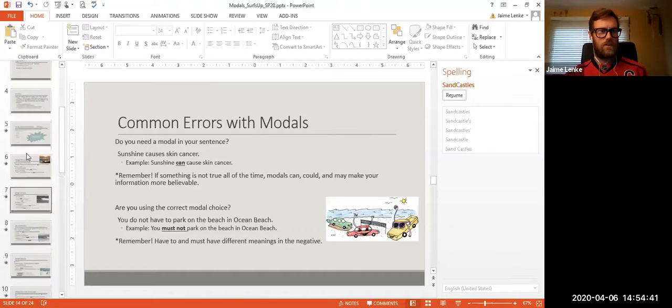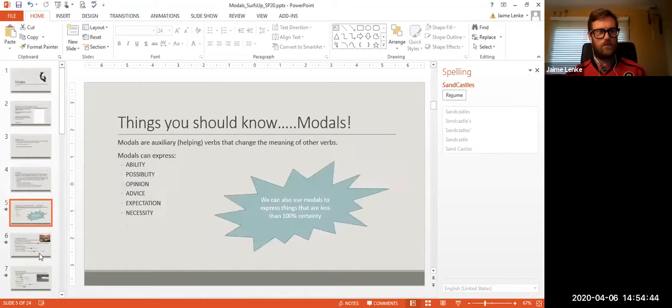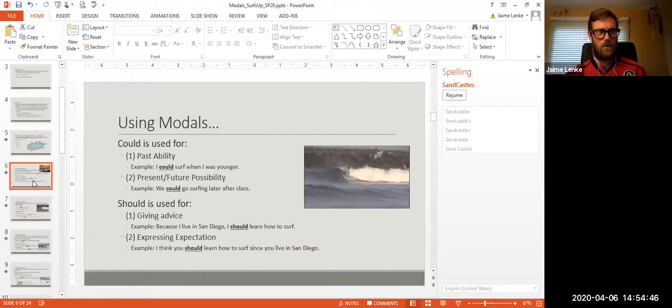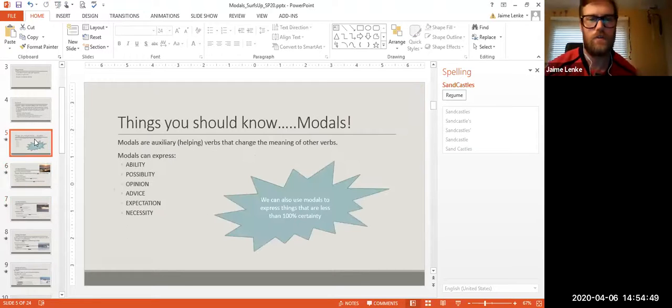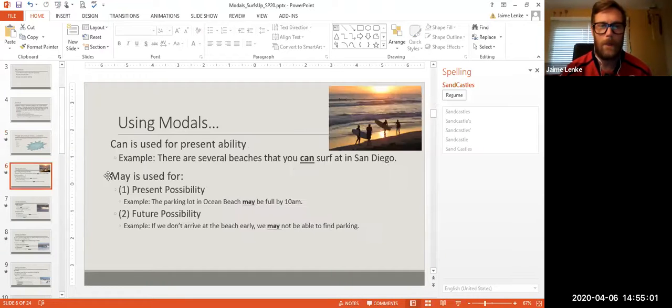All right, so just as a general recap, there's a lot of different types of modals, but essentially we want to use them when we want to talk about the ability of something, the possibility of something, when we want to offer our opinion or some advice, or deliver expectations or necessity, right? Can, we use it to talk about present ability. You can come to as many workshops as we provide at Mesa College. It means you have the ability, right? Or we may have more this week. There are 3 more.